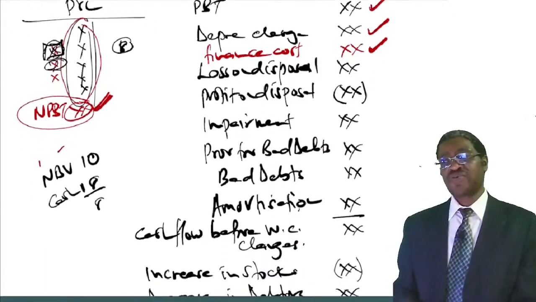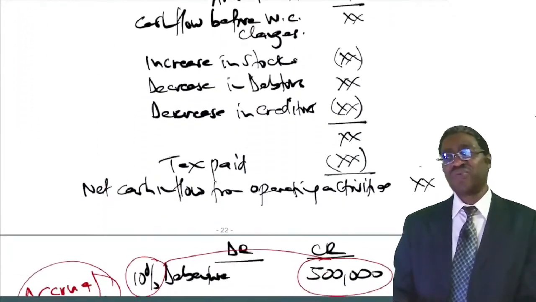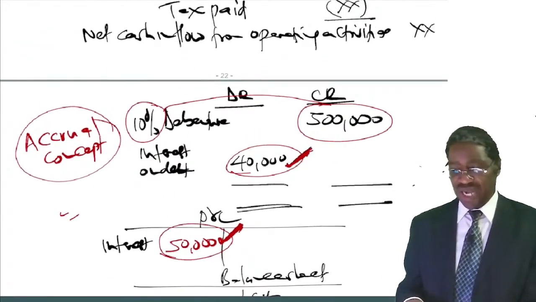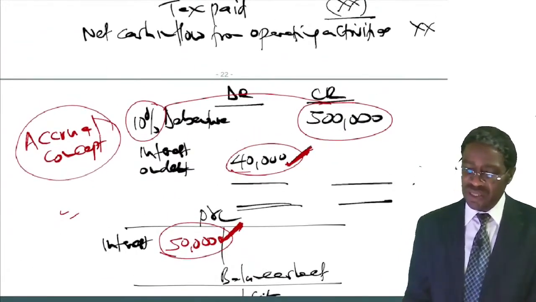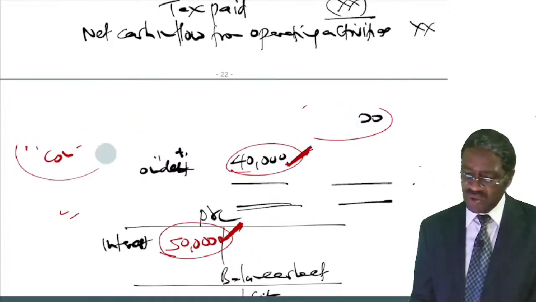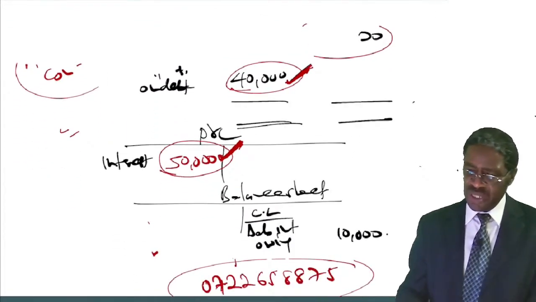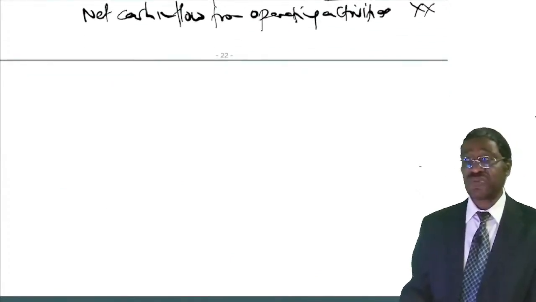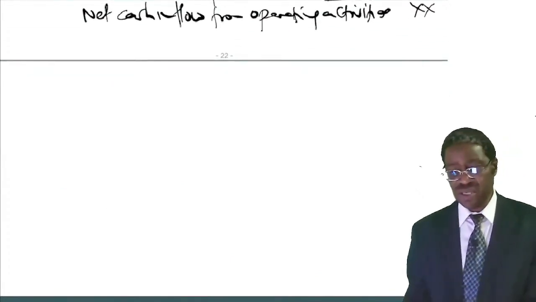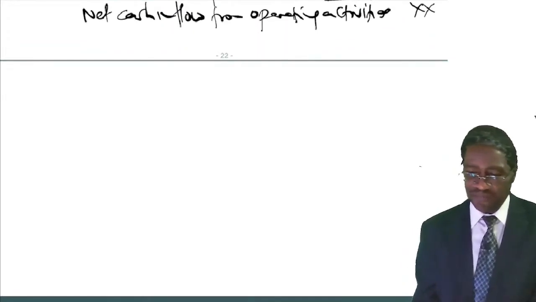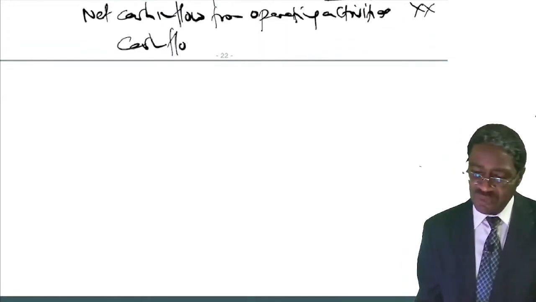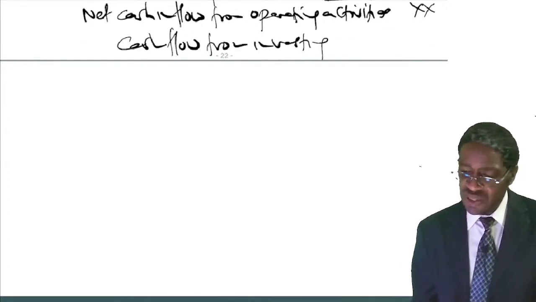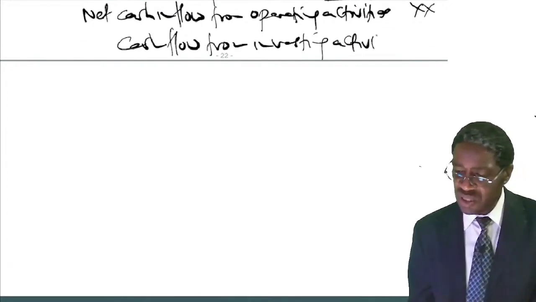Good. So let me take it now that we are through with the first category of the cash flows. That is cash flows from operating activities. Now we go to the second class of cash flows, where we now go to the cash flows from investing activities. Okay? We now come to cash flows from investing activities.